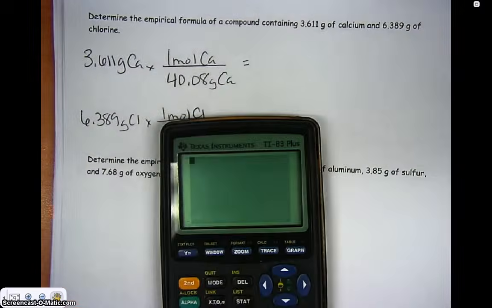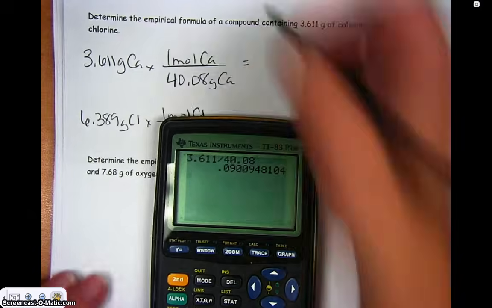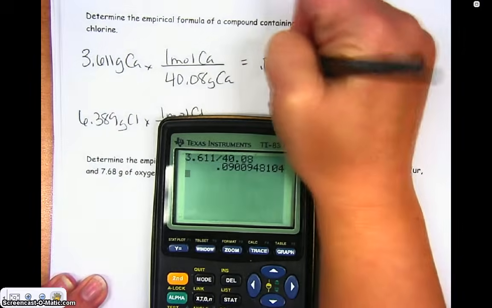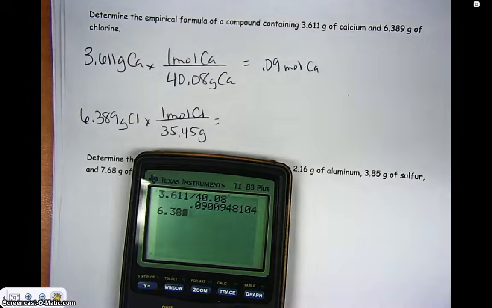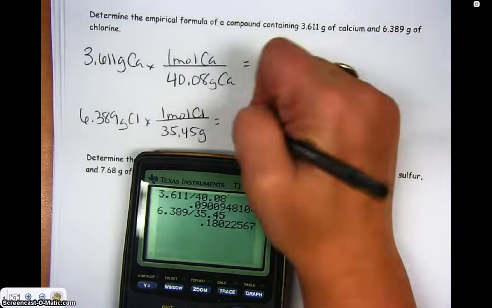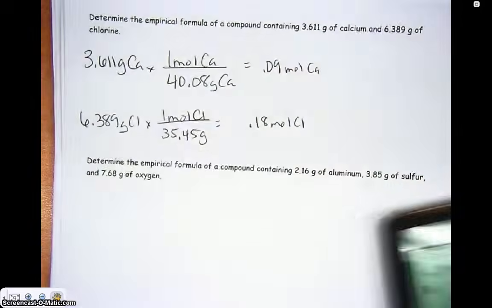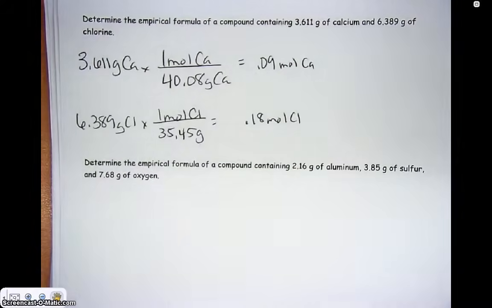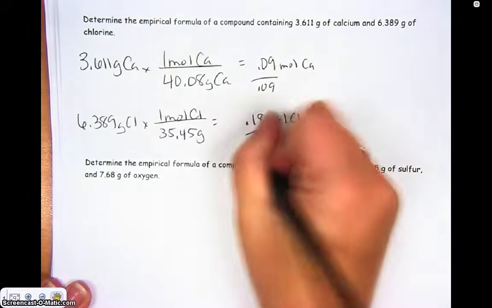So let's figure out the relative numbers of moles. 3.611 divided by 40.08 gives me 0.09 moles of calcium. And then I'll do 6.389 divided by 35.45, and I get 0.18 moles of chlorine. Then to figure out the ratio of the formula, we divide by the lowest number of moles. So I'm going to divide by 0.09 and divide by 0.09.